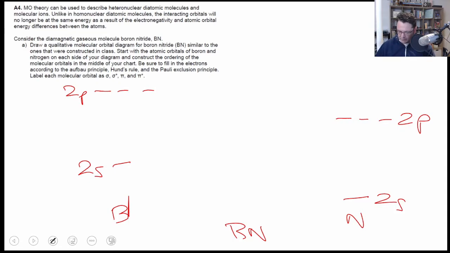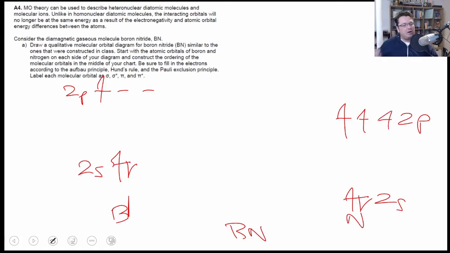Now, the next thing that you always want to do is make sure at the beginning you put in the number of electrons that everything has. Boron has 3 electrons, so you're going to fill in the 2s and then put one into the 2p. In the case of nitrogen, it has 5 electrons, so you're going to fill in the 2s and then put 1 into each one of the 2p's.